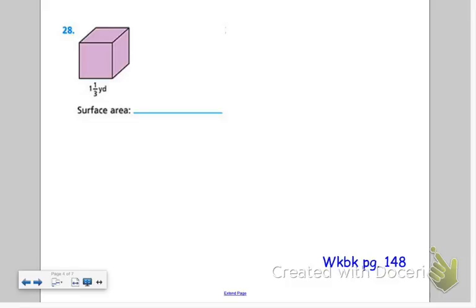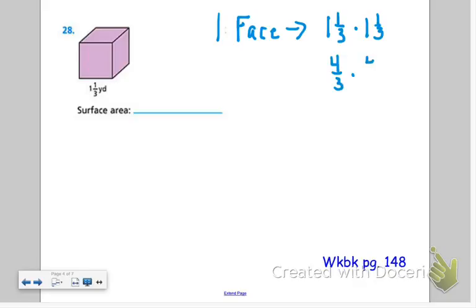Let's do one more for practice. Let's look at number 28. This is on page 148. Let's see, we're going to find the surface area of this cube here where we have a face edge of 1 1/3 yards. So first I'm going to find the area of just one face. So I'm going to have to do 1 1/3 times 1 1/3, side times side. That would be 4/3 times 4/3, because I have to turn them into improper fractions before I multiply.